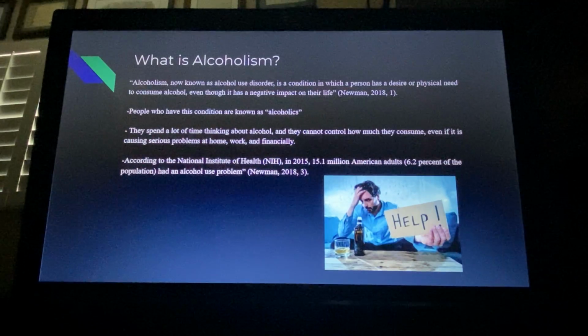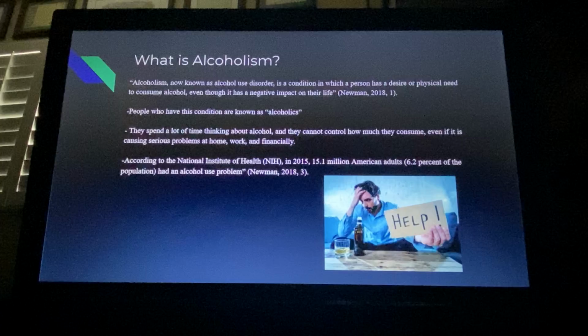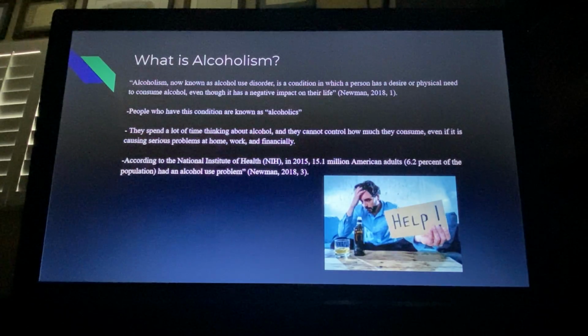So basically, what is alcoholism? Alcoholism is known as an alcohol use disorder. It's basically when a person has a physical need for alcohol and it has a negative impact on their life. People who have this condition are most known for being called alcoholics. They spend a lot of their time thinking about alcohol. They can't control how much they consume, and it usually affects their lives a lot and causes problems at home, work, and financially.